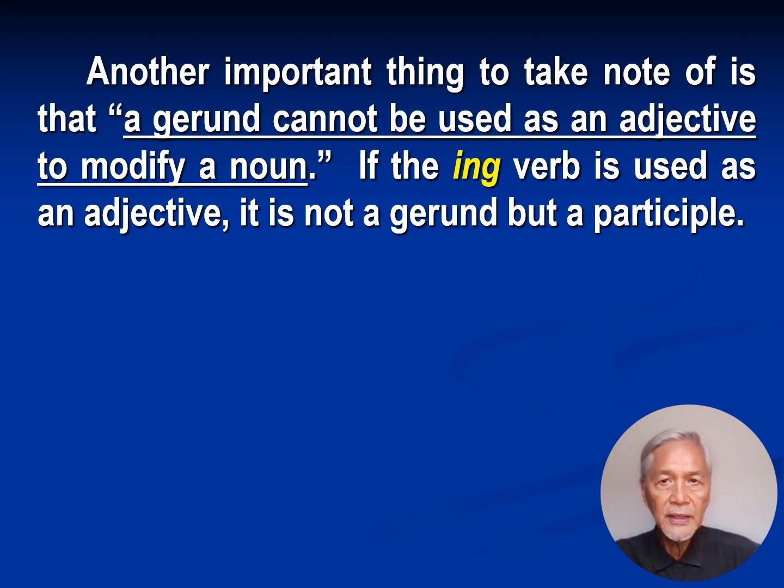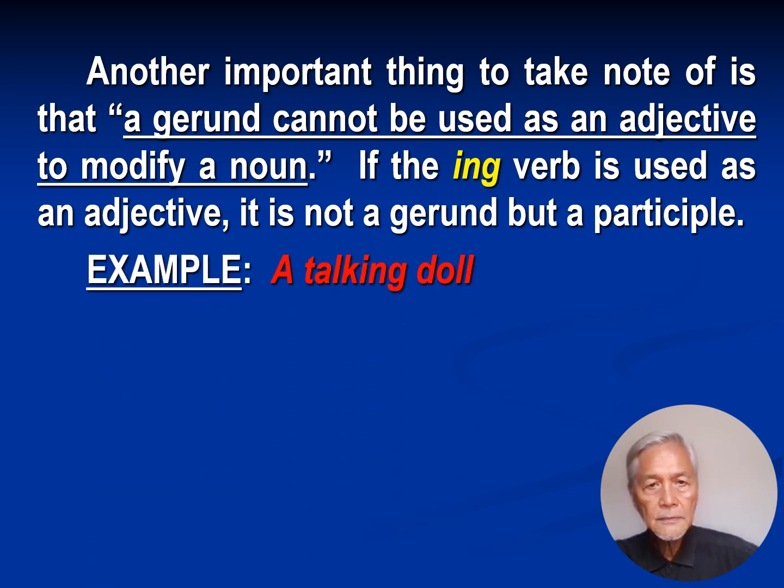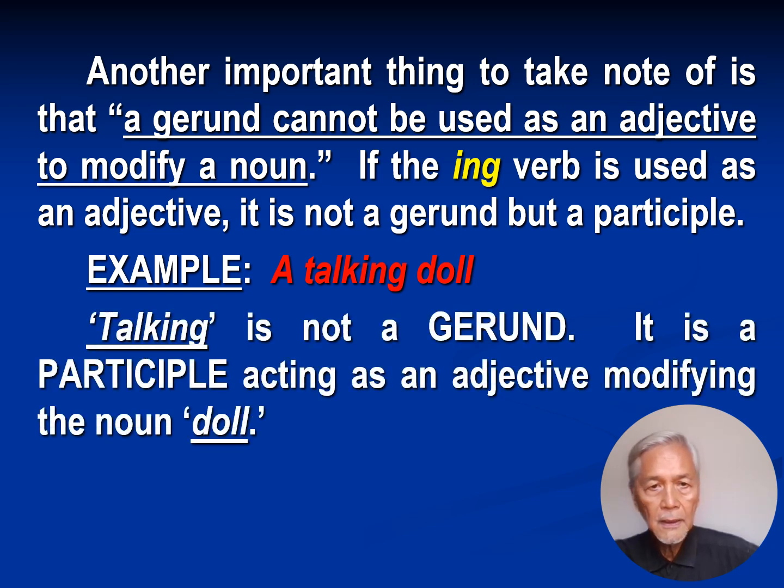Another important thing to take note of is that a gerund cannot be used as an adjective to modify a noun. If the ing verb is used as an adjective, it is not a gerund, but a participle. Example, a talking doll. Talking is not a gerund. It is a participle acting as an adjective modifying the noun doll.